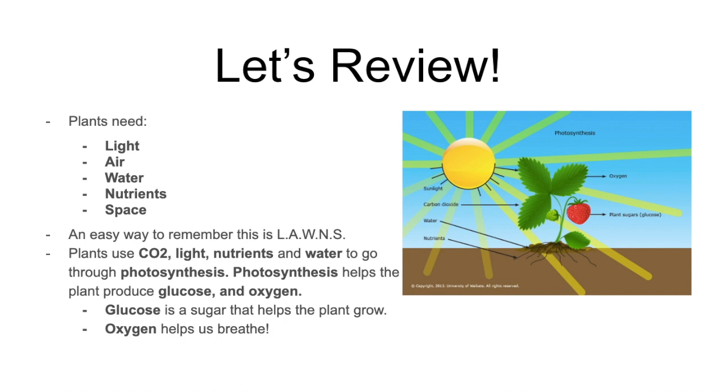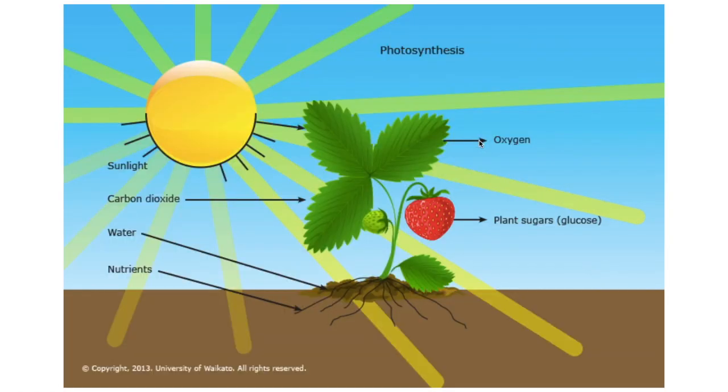Just to wrap it all up here, plants use CO2, light, nutrients, and water to go through photosynthesis. Photosynthesis helps plants produce glucose, which is sugar, and oxygen, which helps us breathe. And if you look at our picture over here, there's that process broken down. It's kind of hard to see, so I put it on another slide for you guys. So again, sunlight, carbon dioxide or CO2, water, nutrients all go into the plant. And then what occurs is photosynthesis. And what photosynthesis produces is oxygen and plant sugars or glucose.